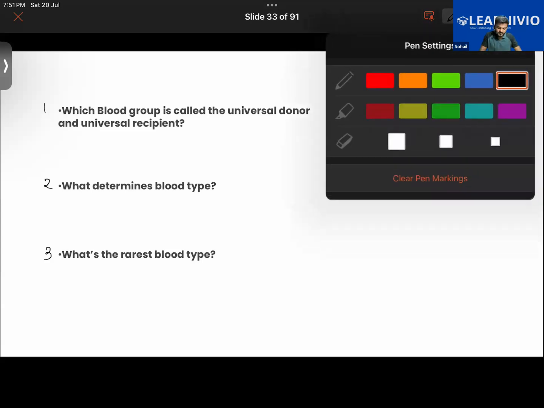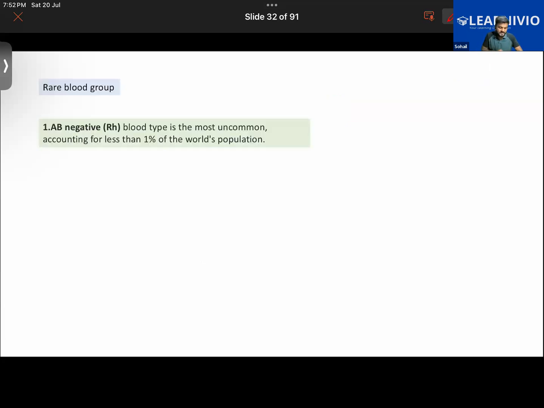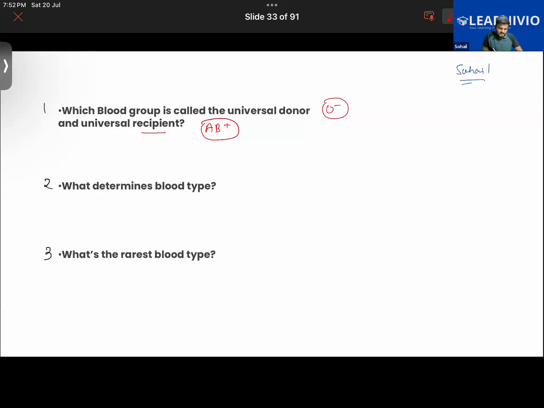Okay, sir. So which blood group is called the universal blood donor? Universal blood donor is O negative, right? And universal recipient is AB, positive or negative? AB positive, right? Very good. So what is the rarest blood type? We have learned about this in the class. We did learn about AB negative, right? So AB negative is the rarest blood type, found in less than 1% of the population.